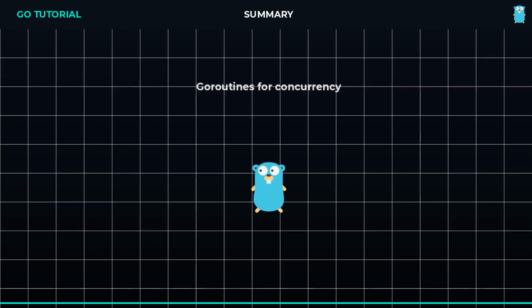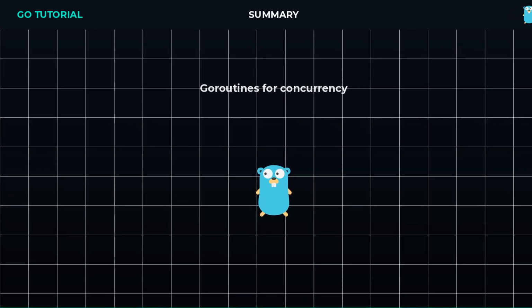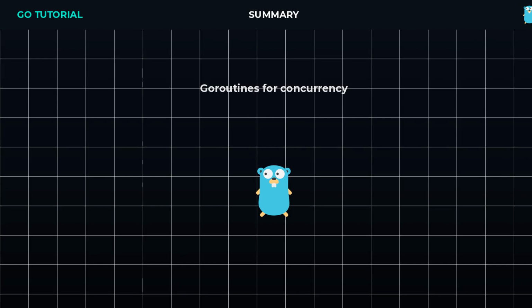In summary, Goroutines are a powerful feature in Go that allow your programs to run multiple tasks concurrently. By using Goroutines, you can improve performance and responsiveness in your Go programs.